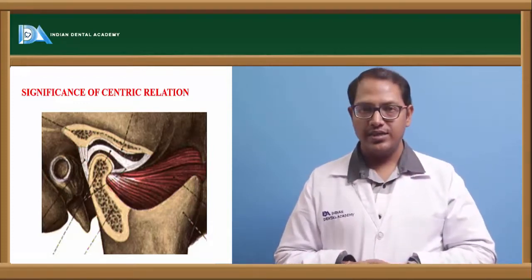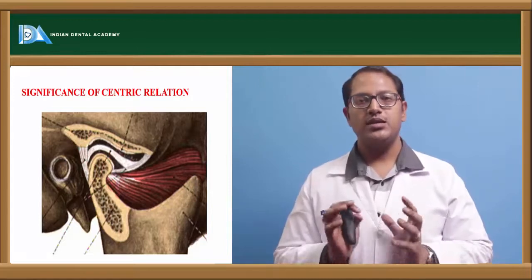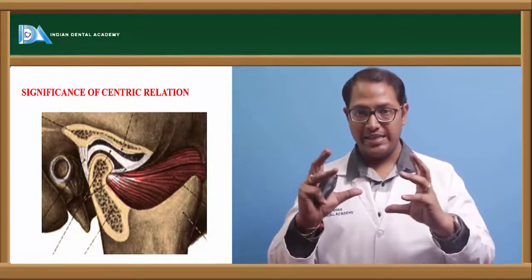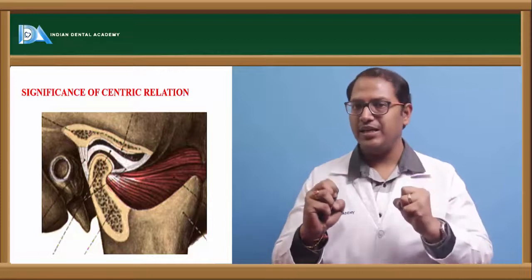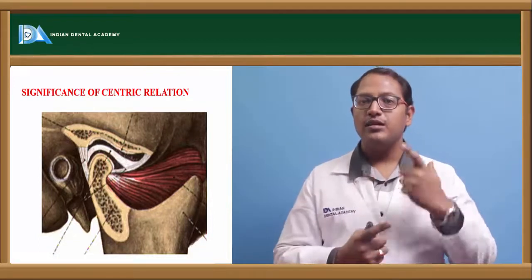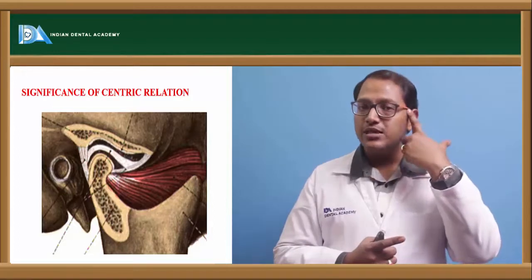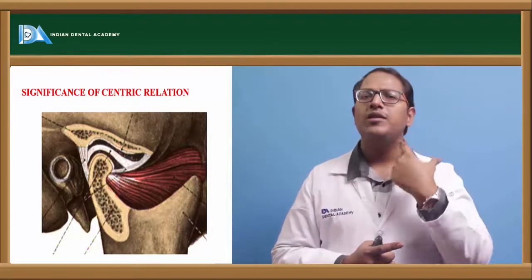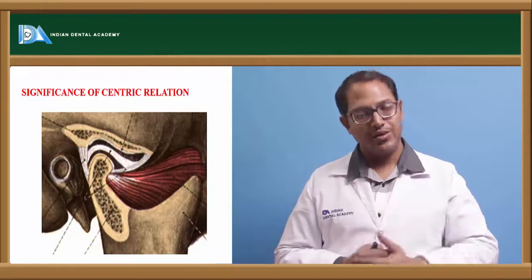What is that? That is when normally I'm standing and I'm chewing. So that is maximal intercuspation, maximum intercuspation of maxilla and mandible. Whereas the centric occlusion is that occlusion when the mandible is in the centric relation position. Whatever occlusion the patient is giving, that is centric occlusion.